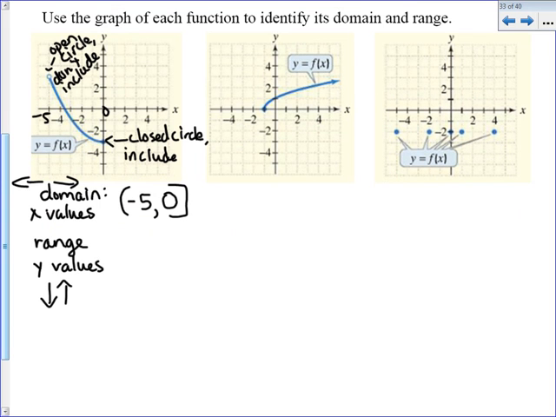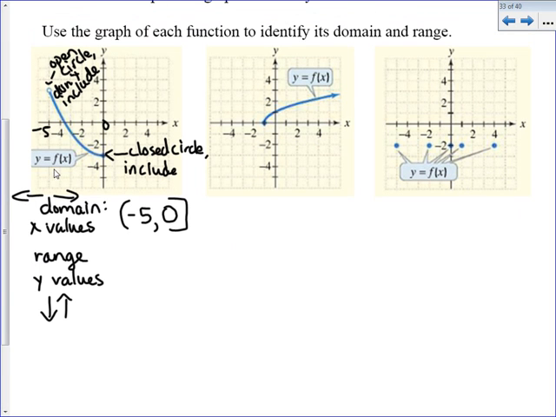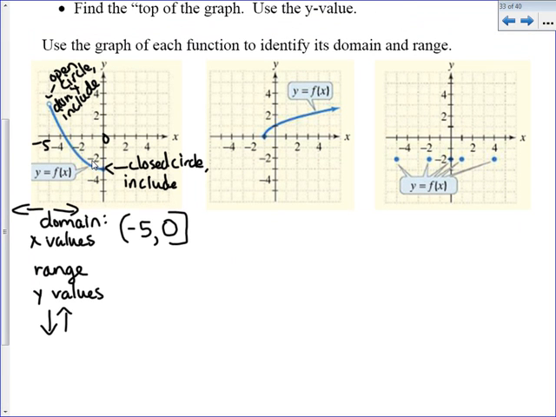So I want to find the bottom of this graph. So I'm looking at my graph. I'm going down until I find the bottom of it. And I want to know its y value at the bottom. Negative 3. So the y value down here is negative 3. Range is all y values. Am I including negative 3 or am I not including negative 3? Including it. That's the closed dot. So my notation then is the square bracket.